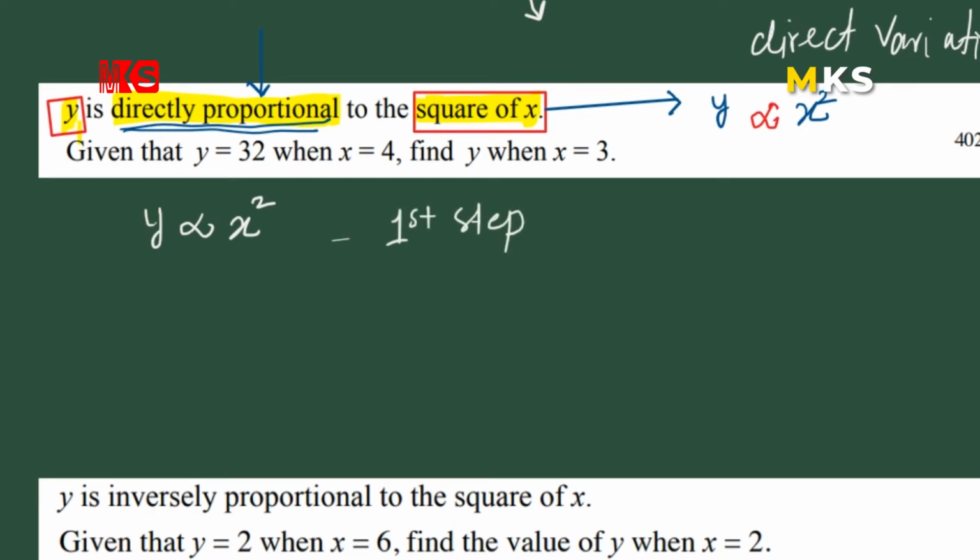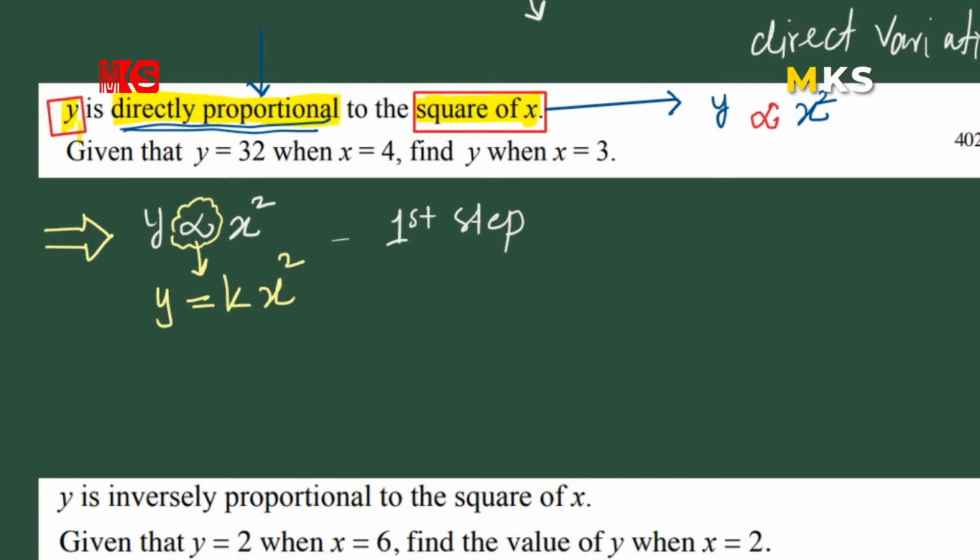Second step is to convert the sign of proportionality into the sign of equality. We replace the sign of proportionality with an equals sign. For that purpose, one side of the newly made equation is multiplied by a constant. Here I am using constant k. K is any number. Once we get the value of that k, that will remain the same in this case. So y is equal to kx squared.